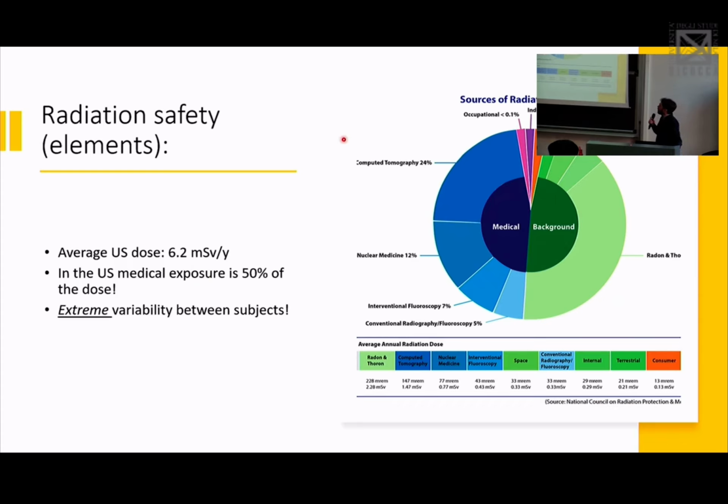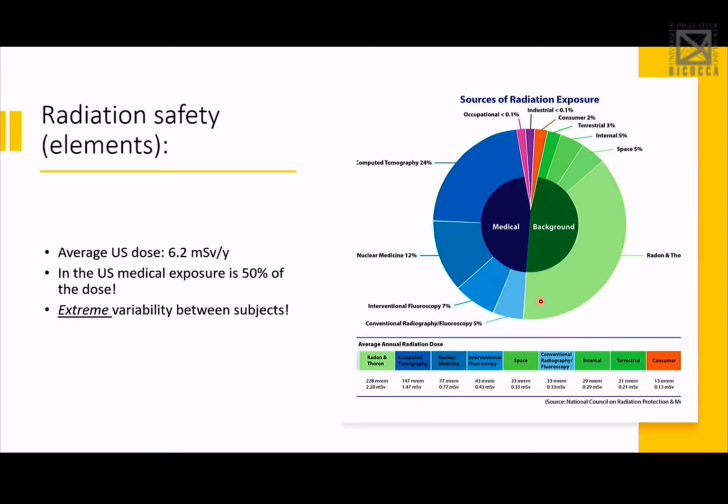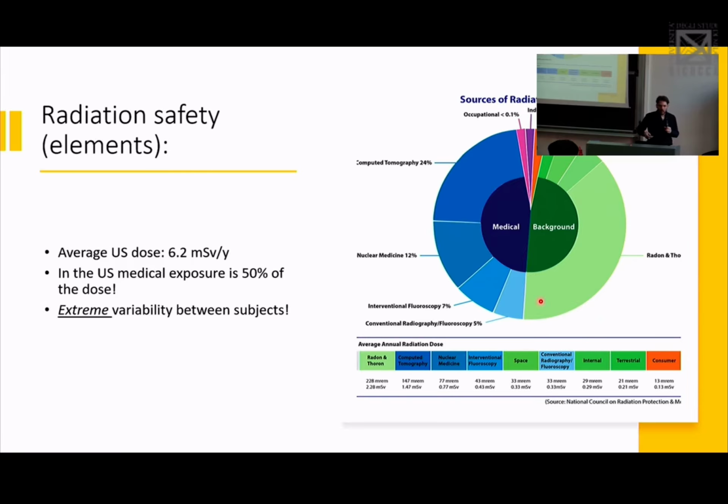And medical radiation, by the way, contributes to half of that for the average subject. And for that, there is a huge variability between the population. And about half of that comes from the natural background presence in the rock and in the concrete. And you can't do anything about that.